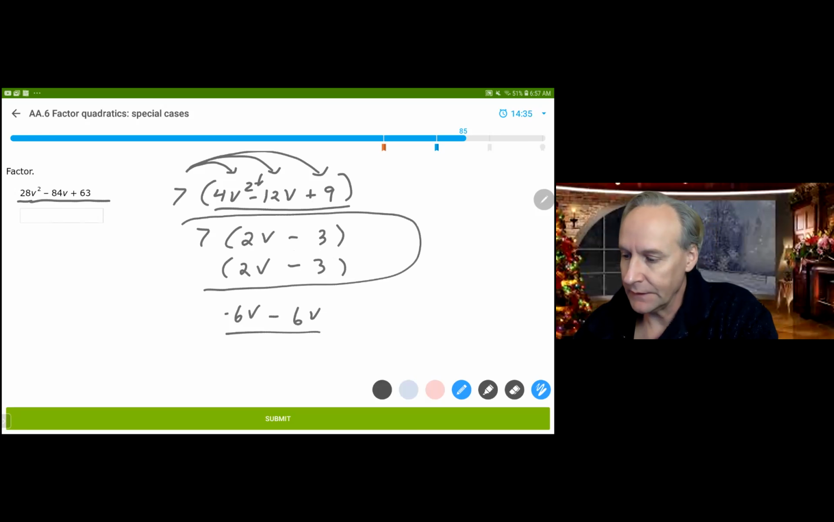So there it is. There's our factors. We say that that is completely factored. If they ever ask you to completely factor something, it looks like that. Now, again, we could write this as just 7 times 2v minus 3.